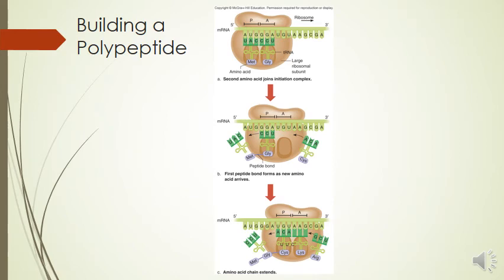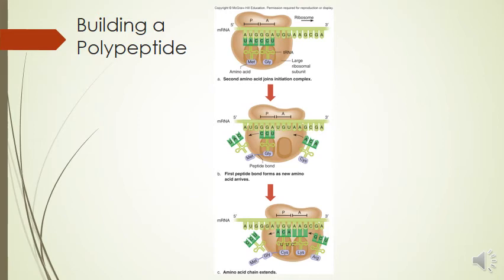When you're looking at this picture of the slide building a polypeptide, you can see that a large ribosomal subunit binds to the initiation complex, and a transfer RNA bearing a second amino acid, in this case glycine, forms hydrogen bonds between its anticodon and the messenger RNA's second codon at the A site. The first amino acid, methionine, occupies the P site.